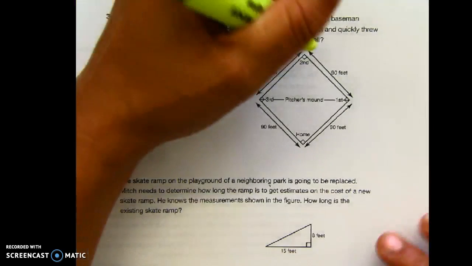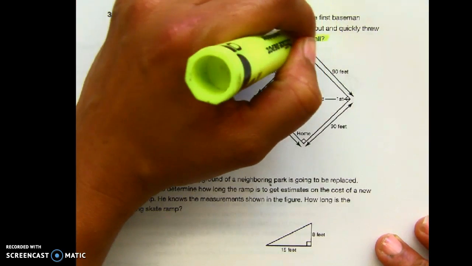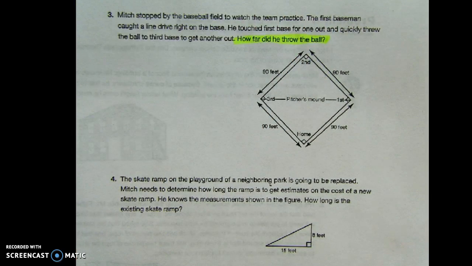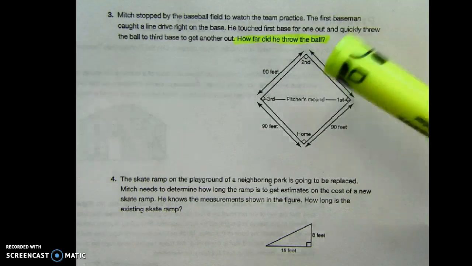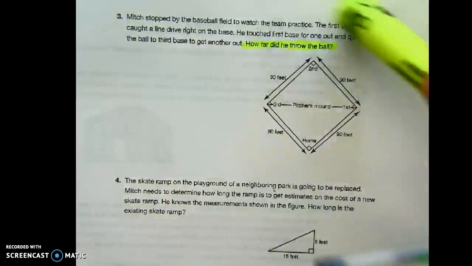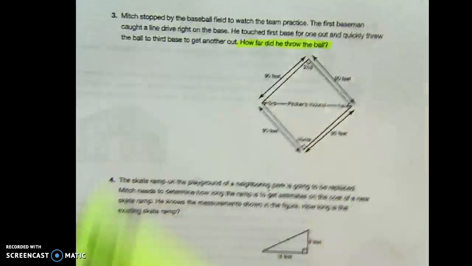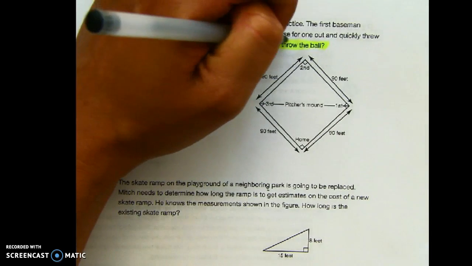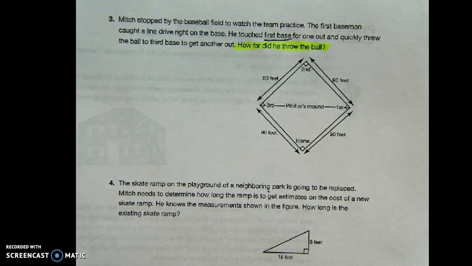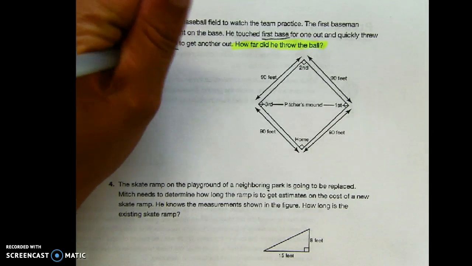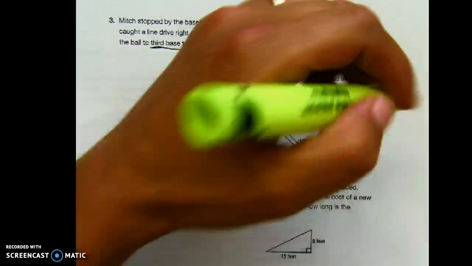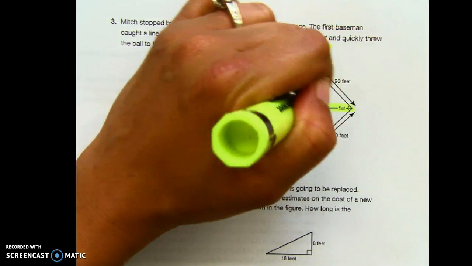Well, my question is, how far did he throw the ball? The question is a good point of where to start, but that leads you to what context clues you can use. How far did he throw the ball? Well, he threw the ball. It said it touched first base, okay, and quickly threw to third base. So we are going to look at our diagram, and this is from first to third.